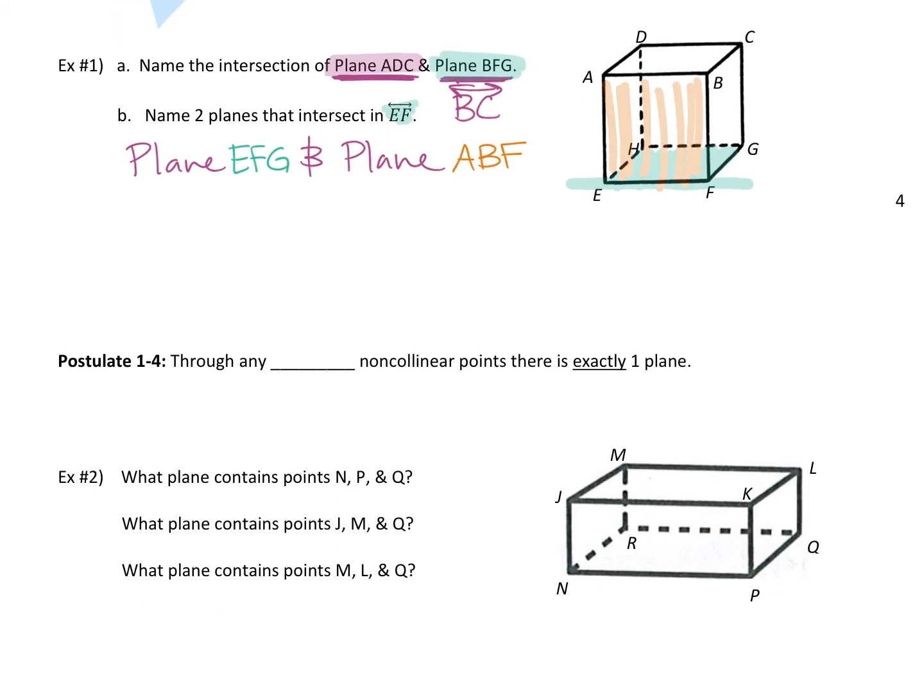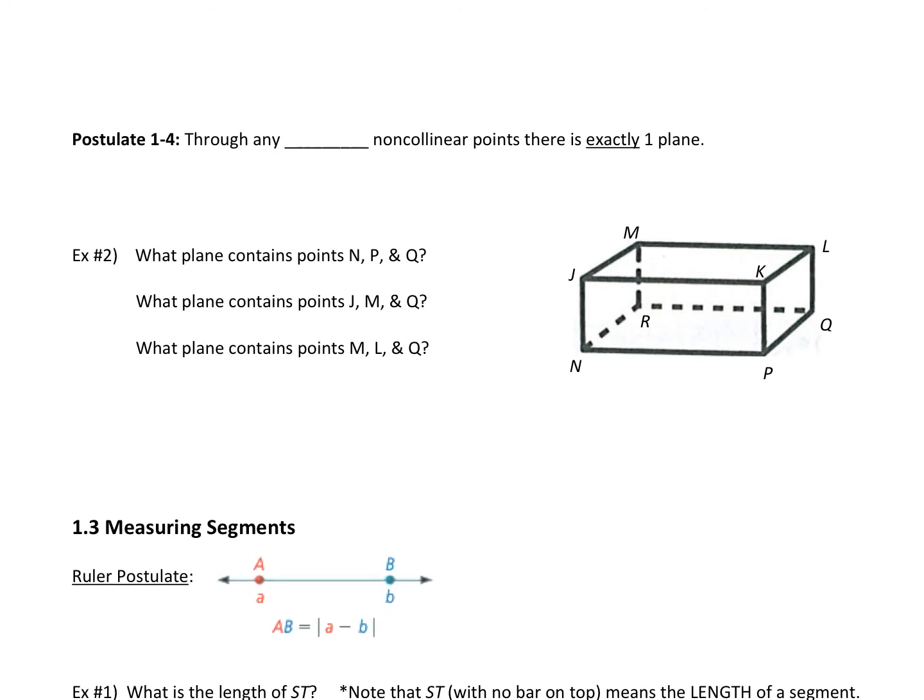Okay. Then we have postulate 1-4. This is my favorite postulate, at least of today's lesson. Through any blank non-collinear, first of all, what does non-collinear mean? Not in a straight line, okay? Not on the same line. Through any blank non-collinear points, there's exactly one plane.